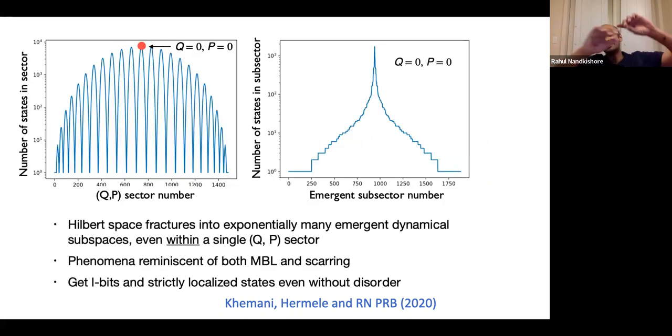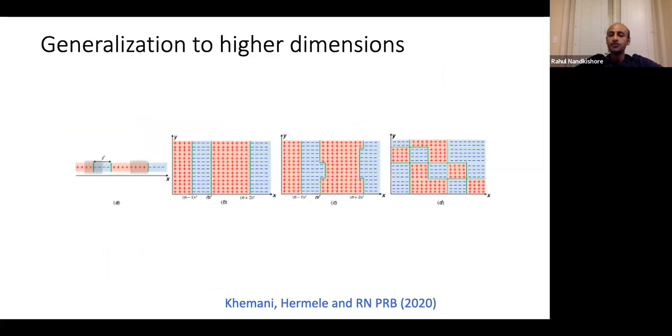So you have this massive, we call it shattering of the Hilbert space, where the unitary matrix is not just block diagonal by symmetry sector, but within each symmetry sector, it further block diagonalizes into exponentially many subblocks with a broad distribution of sizes. All of this generalizes to higher dimensions as well.